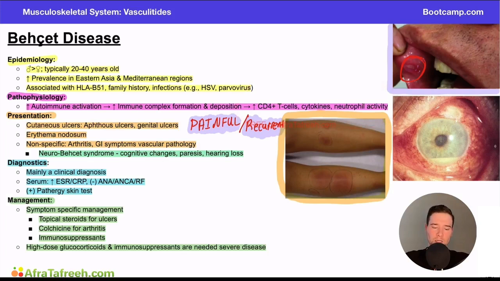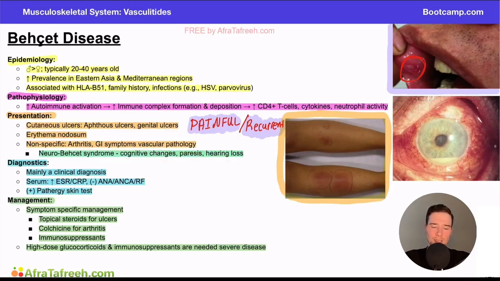Presentation here, we're often going to see cutaneous ulcers. These can be aphthous ulcers, genital ulcers, maybe even some erythema nodosum or uveitis as well. You can see this kind of conjunctival injection, this inflammation around the eye, is a very classic finding. Additionally, there can be some non-specific symptoms such as arthritis or GI symptoms as well. Neuro-Behçet syndrome is a subclass of patients who develop CNS-type changes.